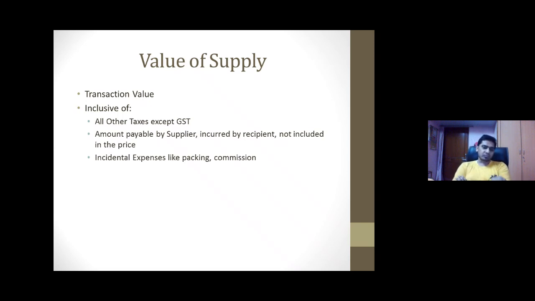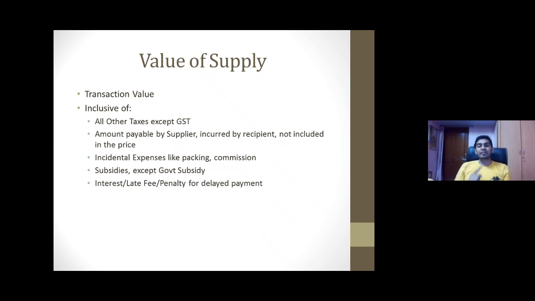For example, if you are purchasing ready-made garments, and there is a packing charge of 50 rupees, the GST at the rate of 5% would be applied on the packing charges also. And any other incidental expenses like commission, the GST should be applied on that also. So the value should include these things also. Any subsidies, if applicable on the supply, are also included in the value of supply.